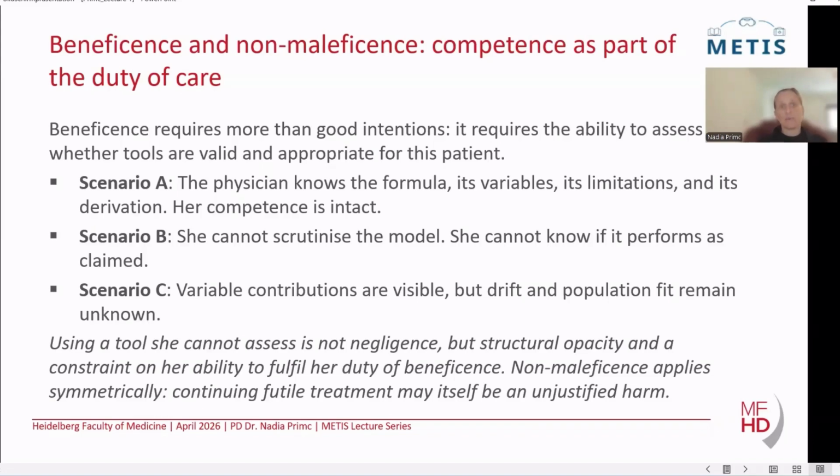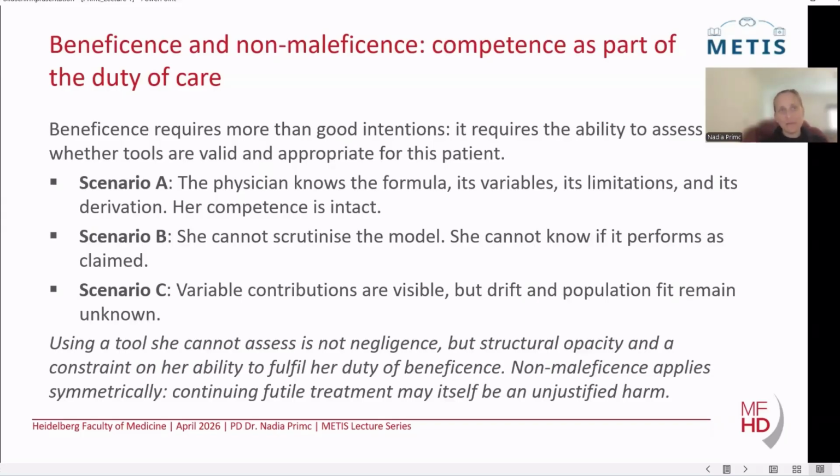He or she can make a professional judgment about whether the tool is appropriate for this patient, and can also communicate its limitations honestly to the family. So clinical competence is intact in that scenario.